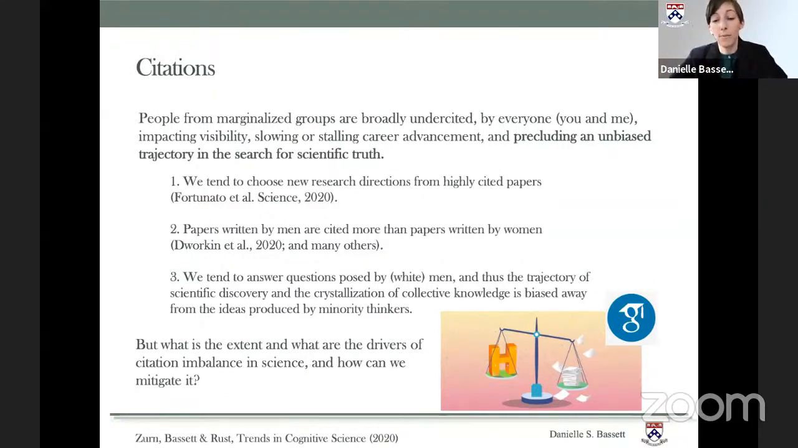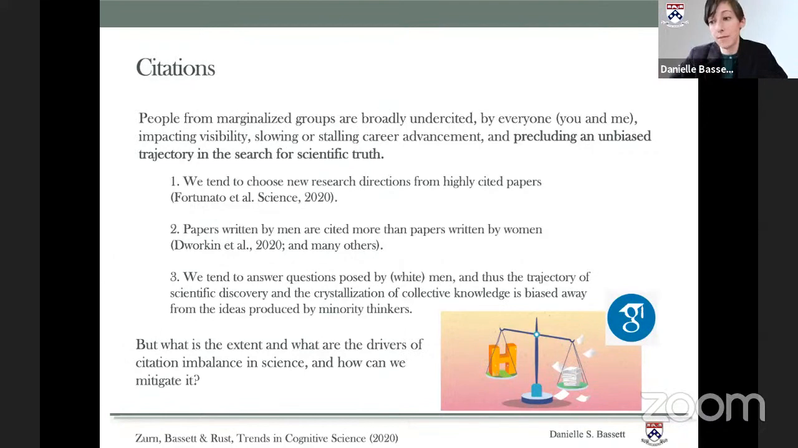So we tend to choose new research directions from highly cited papers, and papers by men, and as I'll show you, white men are more highly cited than papers that are written by women or people of color. And thus we tend to answer questions that are posed by particularly white men, and thus trajectories of scientific discovery and the crystallization of collective knowledge is biased away from the ideas produced by minority thinkers. But what is the extent and what are the drivers of that citation imbalance in science, and how can we mitigate it? So just noting it is not enough.